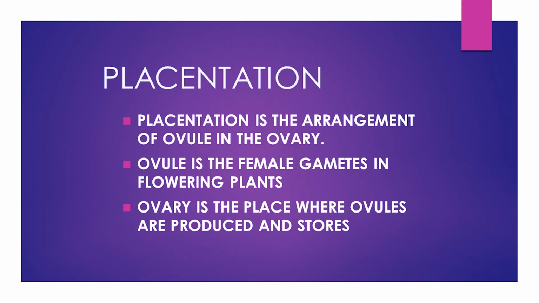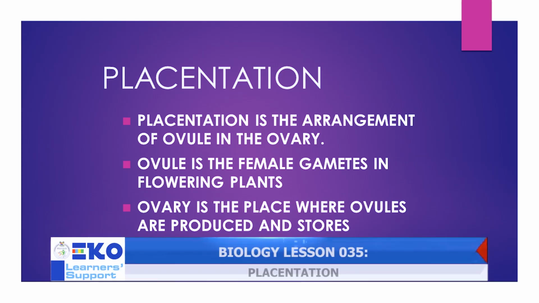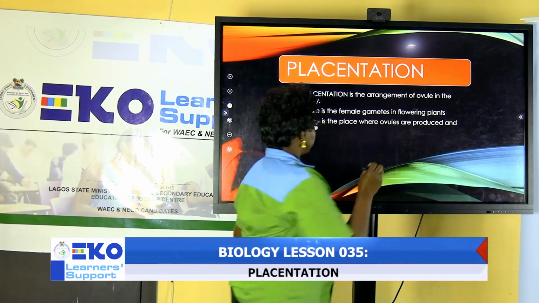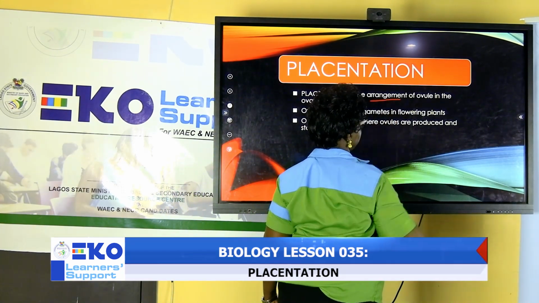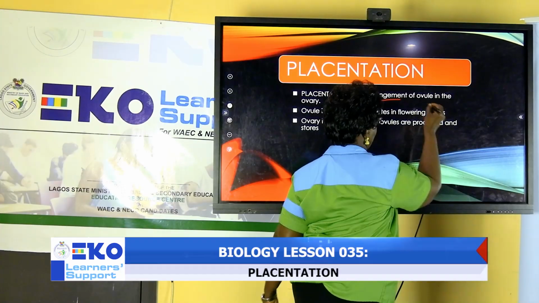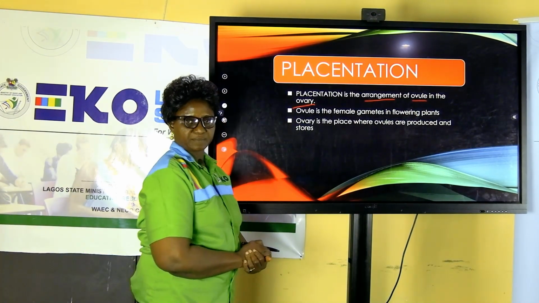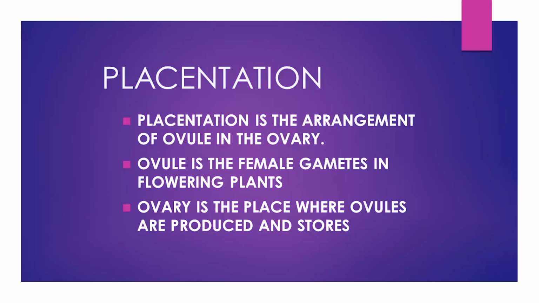Three very important things there. The first one is arrangement. What are we arranging? Ovule. Where? In the ovary. Placentation is the arrangement of ovule in the ovary.